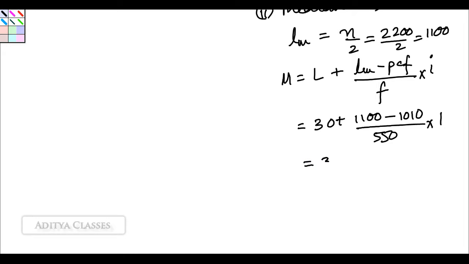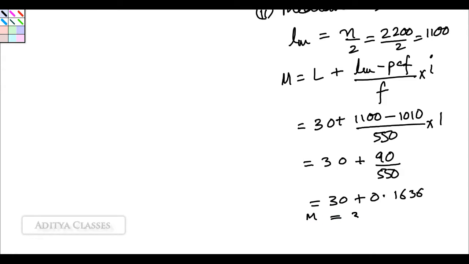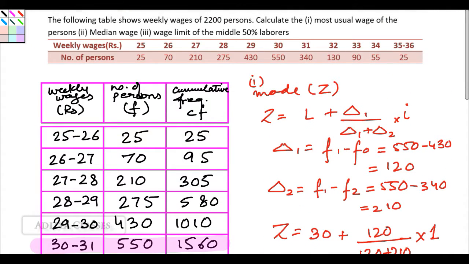So if you go ahead and solve it, you get 30 plus 90 upon 550 multiplied by 1. This becomes 30 plus 0.1636, giving me a median of 30.1636. So this is our second solution, that is the median. It asks us about median wages.